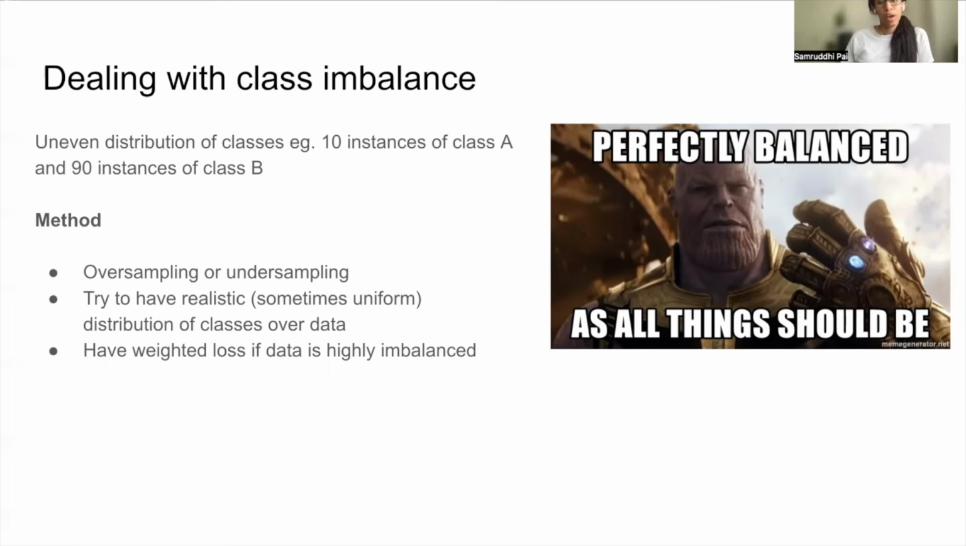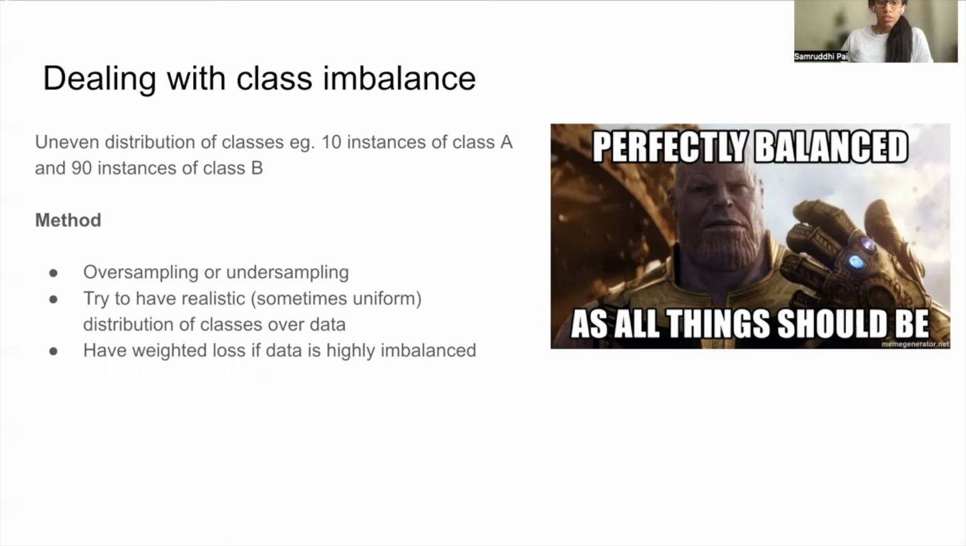It's ideal to have a uniform distribution to do so, but in the real world, perfect balance might not always be possible, or it might not be necessary. So in such cases, you can try to have some realistic balance or distribution of classes, wherein if you want a particular class to be more important, have more data from that class.